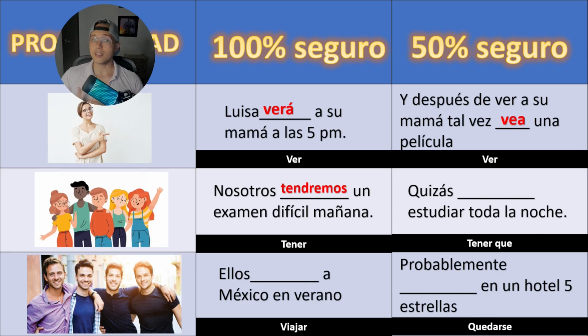And this is not sure, but we may have to study all night. So we say, quizás tengamos que estudiar toda la noche. One more time. Quizás tengamos que estudiar toda la noche. So, tener que, have to, we put it in subjunctive. We may have to. Quizás tengamos que. Let's go with the next one.